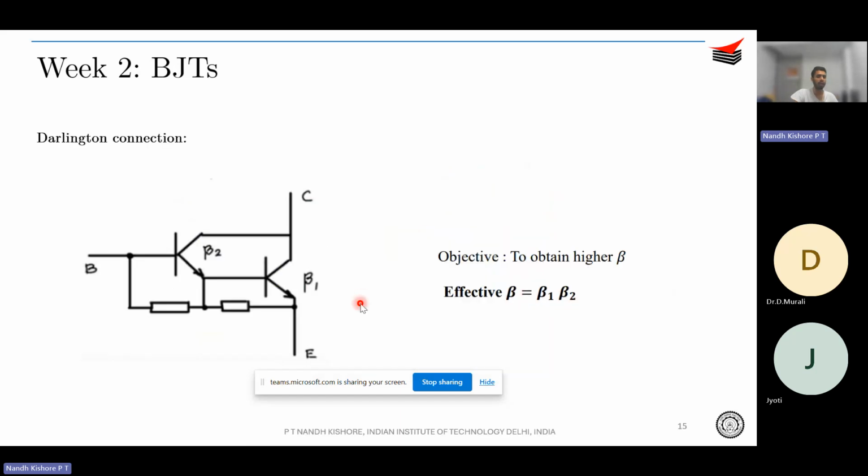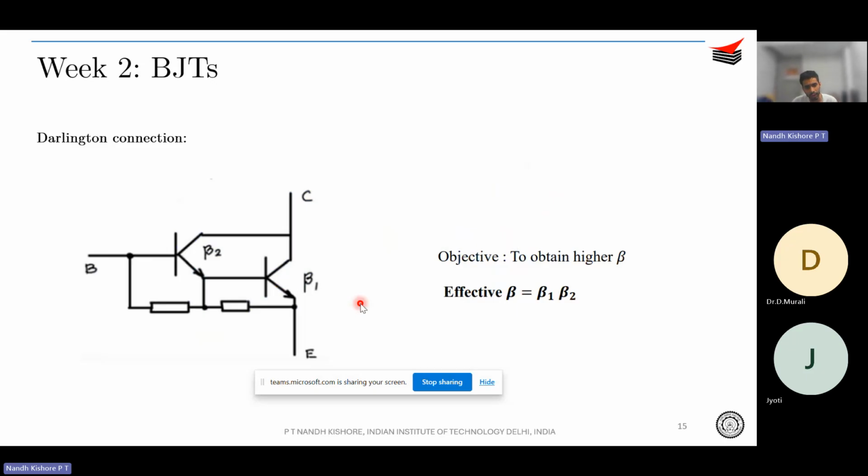One more thing: inherently, with manufacturing, you can only obtain a certain particular value of beta. You cannot obtain very high values of beta due to manufacturing limitations. So in that scenario, how do we obtain a higher beta, a higher current gain? Because the idea is that with minimal base current, with minimal drive requirement, you want to get a high current. You don't have to strive too much to achieve that.